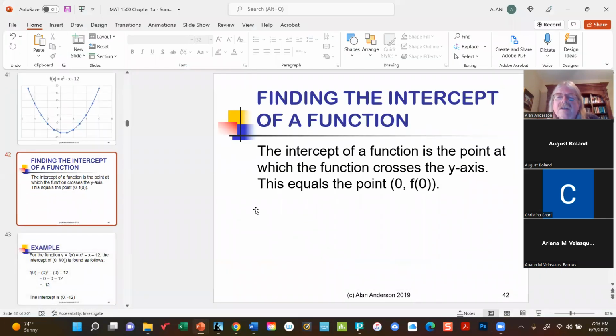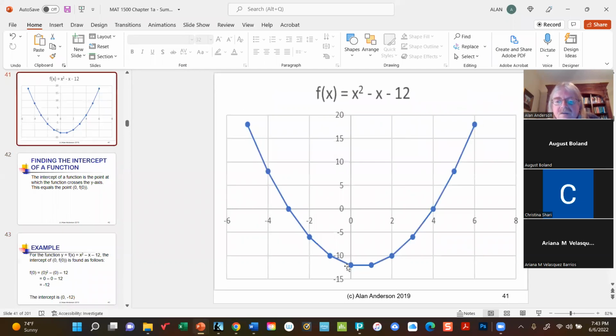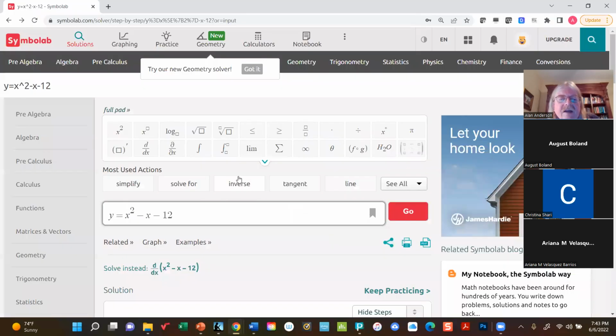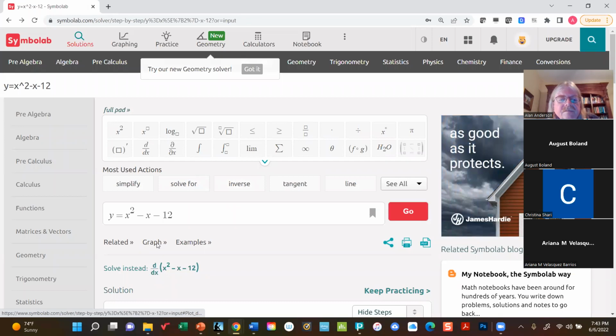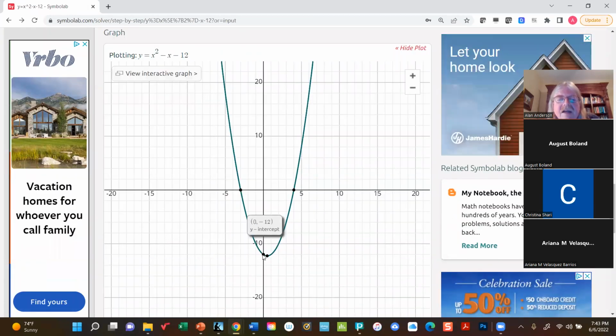So how about the intercept? Well, the intercept of a function is wherever it crosses the y-axis, or we can think of it as the point 0, comma f of 0. So here we have negative 12. It's hard to tell from this graph. Let's go back to SymbolLab and look at that graph again. Right about here is the intercept. It actually tells you right there, 0, comma, negative 12.